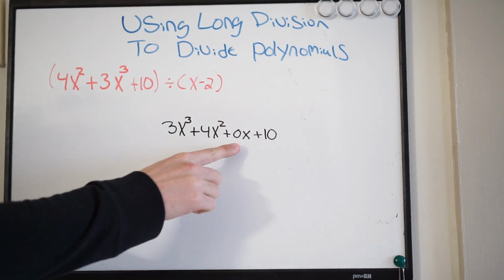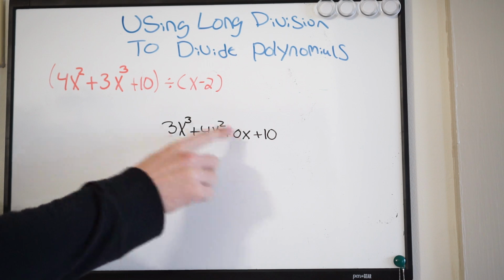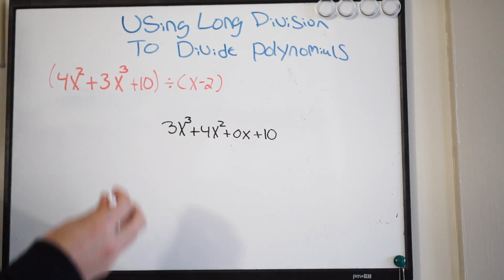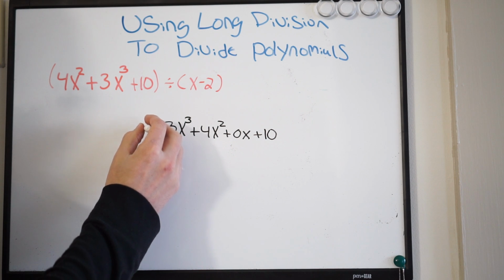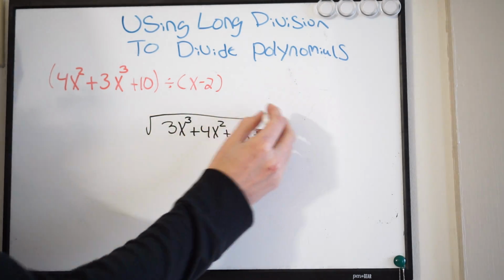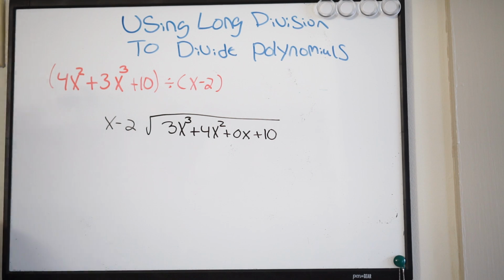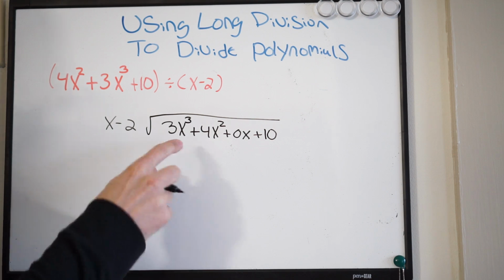Okay, so this part is very important. Don't forget that. So if it's missing, you need to add that coefficient, which is 0. And now we're going to divide this by x minus 2. So this is just like long division, except we're doing it now with polynomials. Remember, the goal is to get this to cancel out.